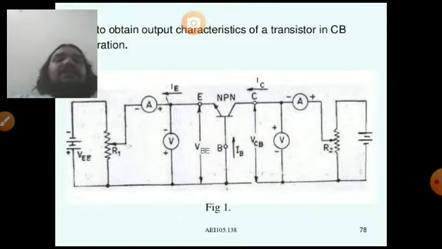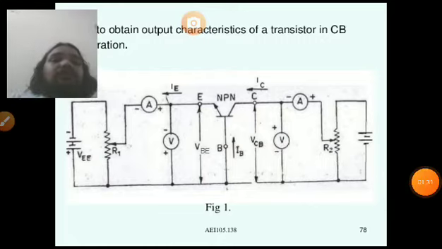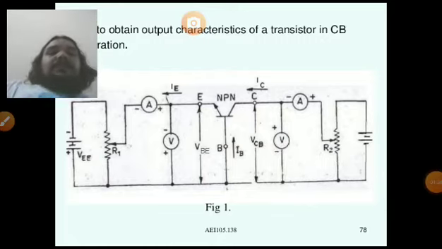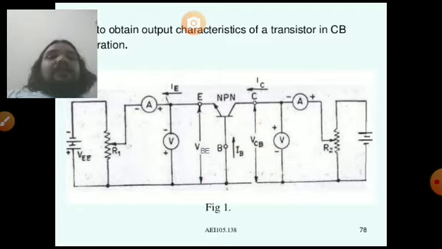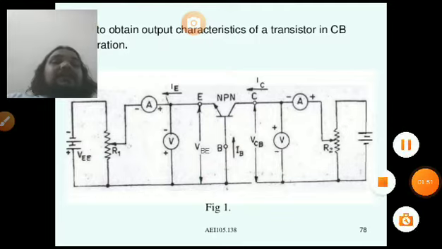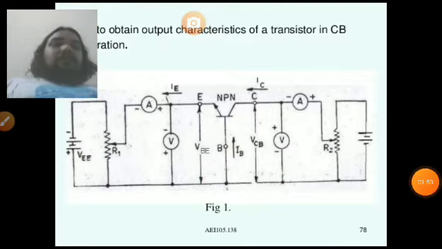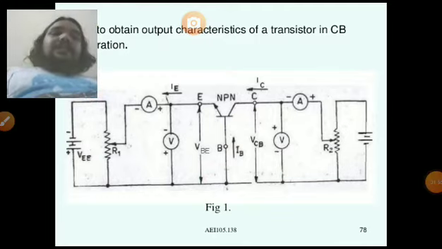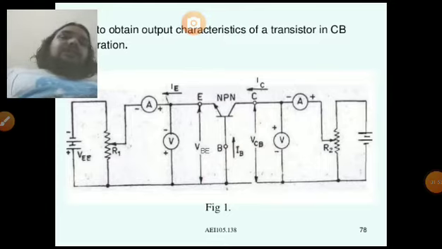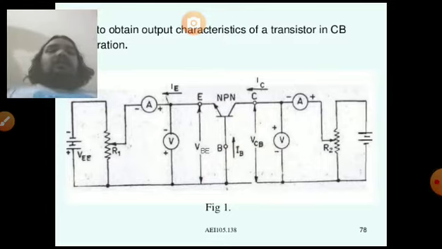where current flows. IE is the emitter current, IC is the collector current. Next, R1, R2 are the load resistances, where VEC is the input voltage and VCC is the output voltage.